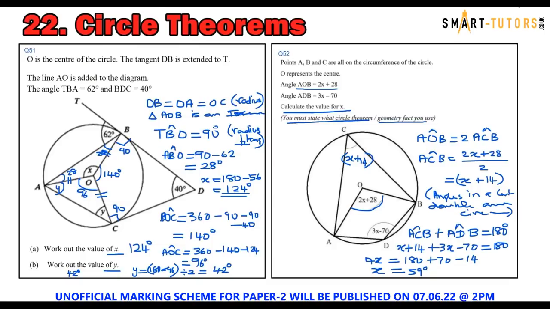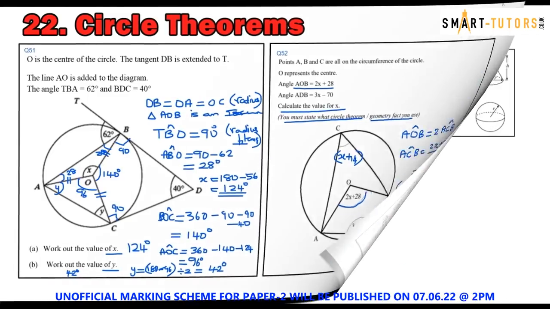Make sure you remember the basics of the circle theorems. Angle subtended by a diameter is 90 degrees. Radius and tangents are perpendicular. Two radii make an isosceles triangle. Alternate segment theorem. Cyclic quadrilateral, opposite angles are 180 degrees. And angles subtended in the same segment are equal. And all this basic geometrical angles idea you need to remember.